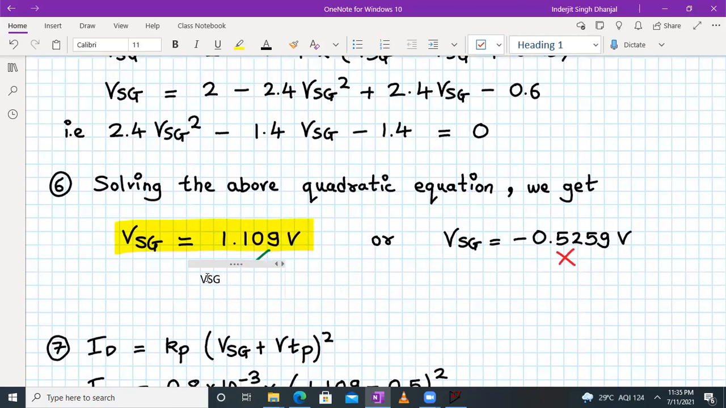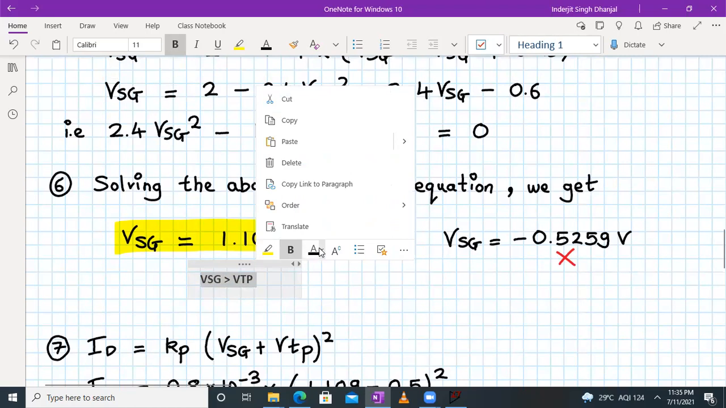VSG has to be greater than VTP. Okay, so your VSG has to be greater than, okay, let me change the color here slightly.